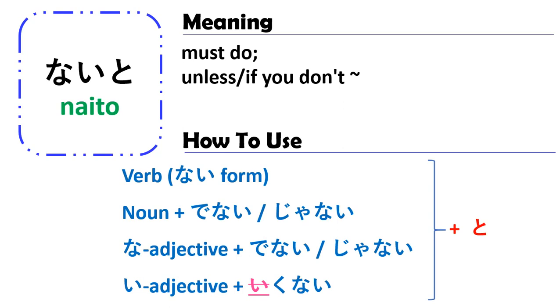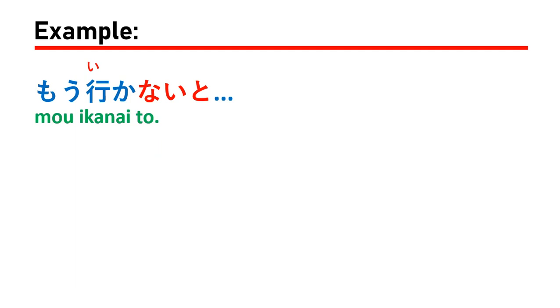And when you use the grammar of nai to, you are talking about a situation that will happen, and if we don't do this, the next situation will be like this. Let's go through some examples to understand better how to use the grammar of nai to. The first example, mo ikanai to, which means I have to go now. It means that if I don't go, I will be late, or some people will be angry with me, so you will get a problem. So you have to go now.